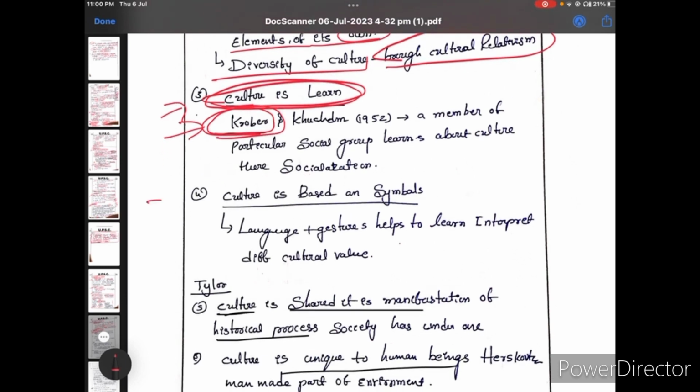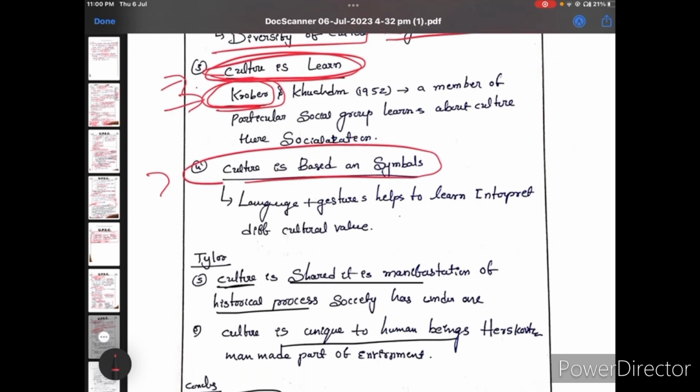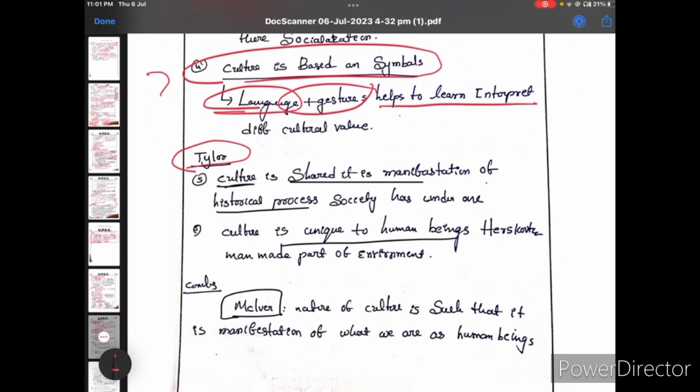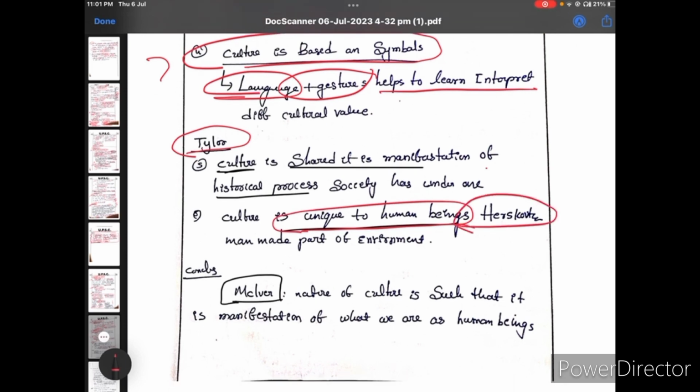And after that, culture is based on symbols, like language and gestures. It helps to interpret different cultural values, and I use Tylor here. Again, culture is a shared manifestation of the historical process of the society, and culture is unique to human beings. And I used an anthropologist again.